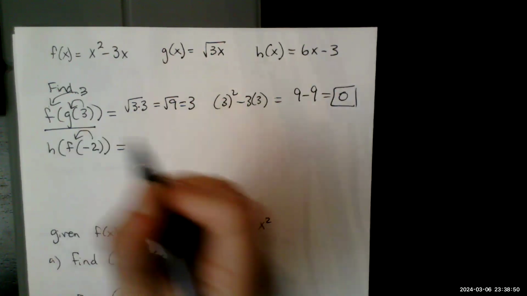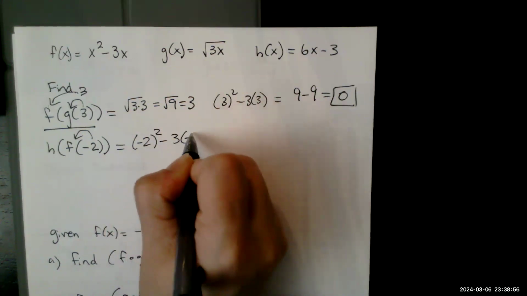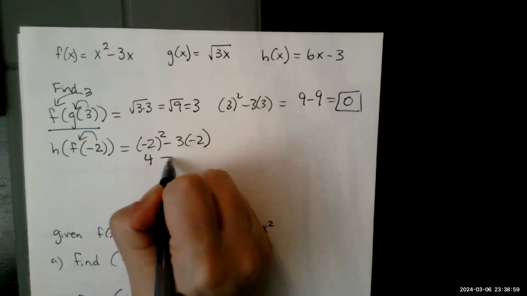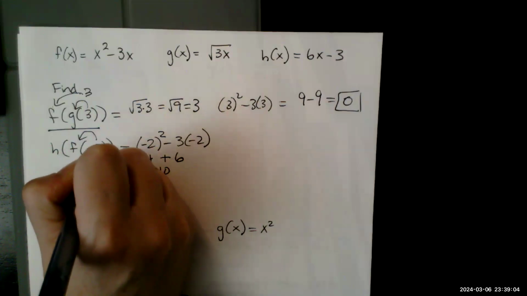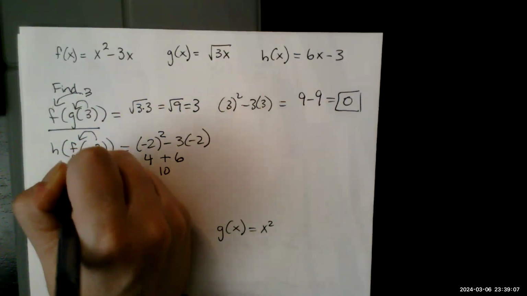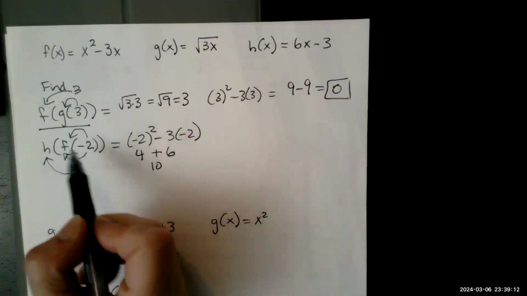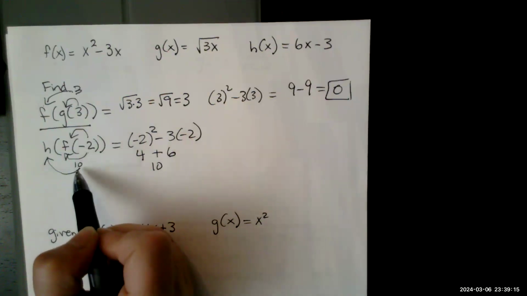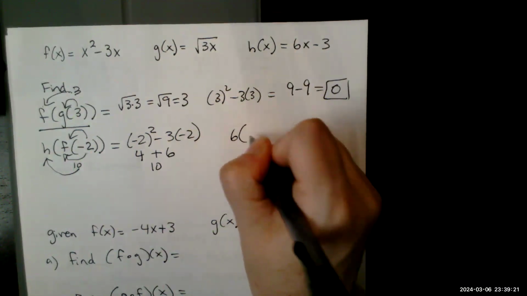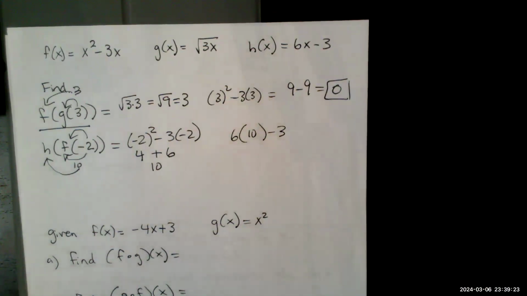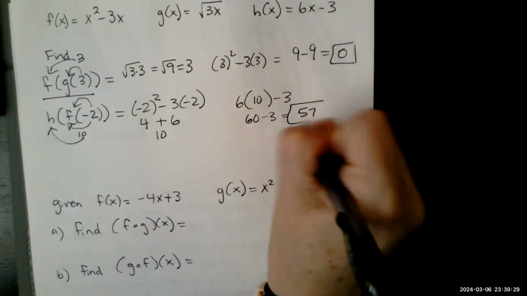Here I'm going to take the negative 2 and put it into F first. So negative 2 squared minus 3 times negative 2, 4 plus 6, 10. So I'm not done yet. So I guess I'll do it down here. I got 10 here. So now it's 10 that I'm going to plug into the h. So I put the negative 2 in the f function. I got 10. So now I'm taking the 10 and putting it into the h, which is 6 times 10 minus 3, 57.